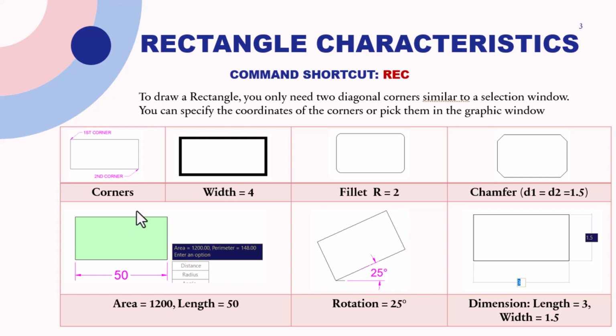Here in this table, I'm showing you the different options. You can use corners. The first one, you have an option to specify a different width for a rectangle. In this case, I'm showing an example with width 4. You can specify fillets. I'm showing a rectangle with fillet radius 2. You can also specify chamfers. In this case, the chamfer that is shown uses the same distance, D1 and D2, 1.5. You can also specify the area and one of the two, the length or the width of the rectangle. You can specify also the rotation of your rectangle, and finally you can specify the dimensions, length and width.